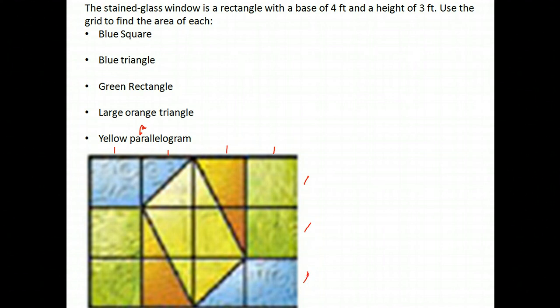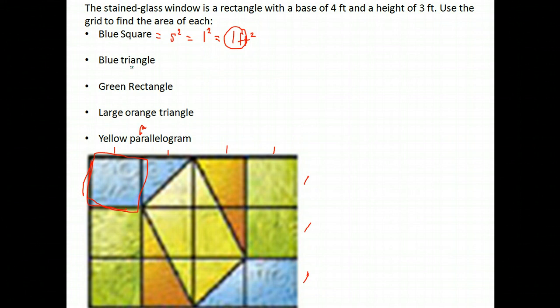So let's look at each thing individually. First they want the area of the blue square. So let's find the blue square. Here it is, right? There's one of them right there. Okay, so in order to find the area of a square, we do the side squared, side times side. This has a side length of 1. 1 times 1 is just 1. So the area of that square is 1 square foot.